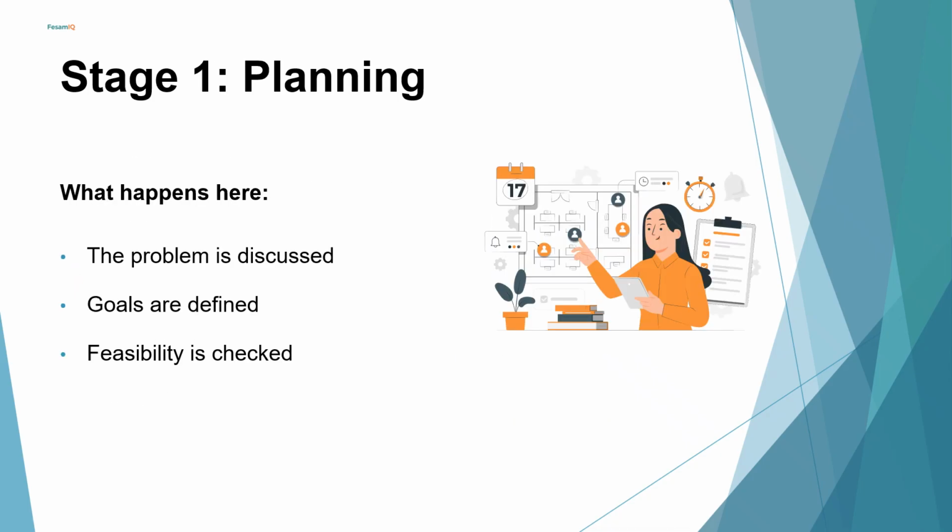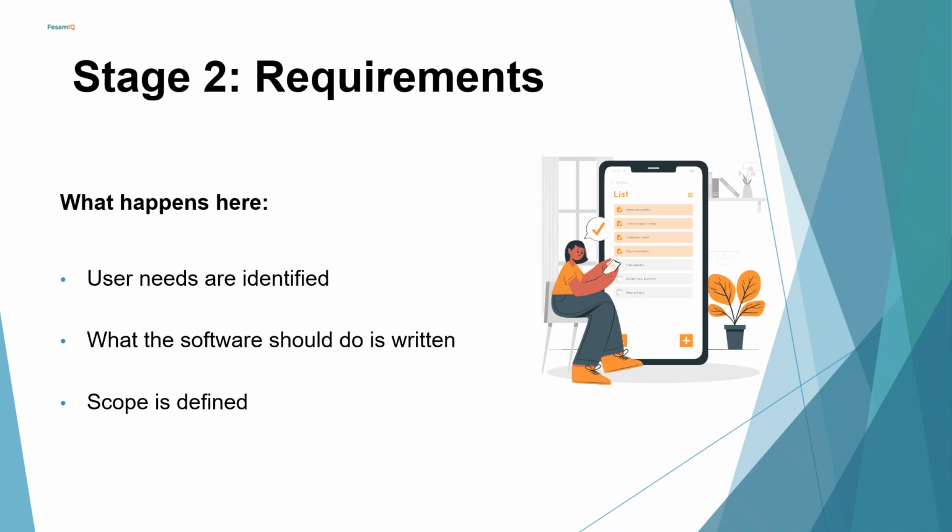So we have the first stage, which is the planning stage. This is where teams ask, should we build this and why are we building it? And remember, good software starts with good planning. Also at this stage, the problem is discussed, goals are defined, and feasibility is checked.